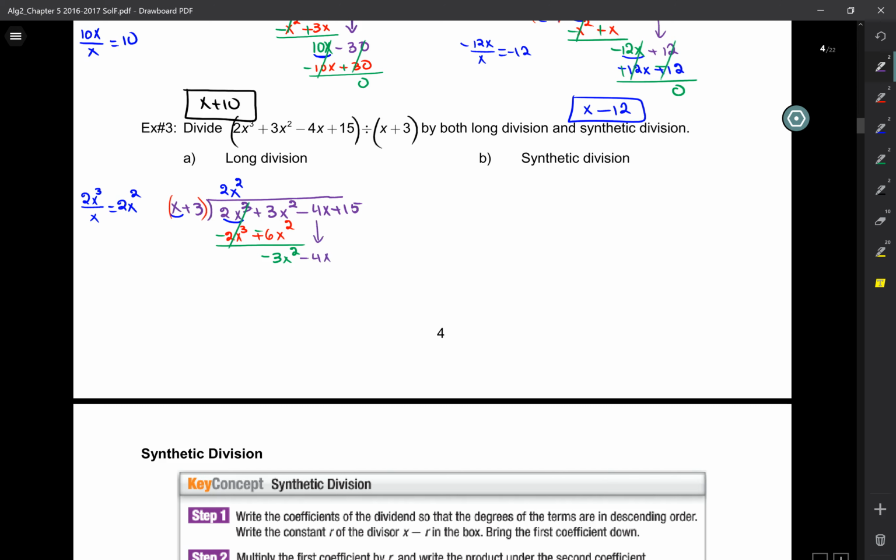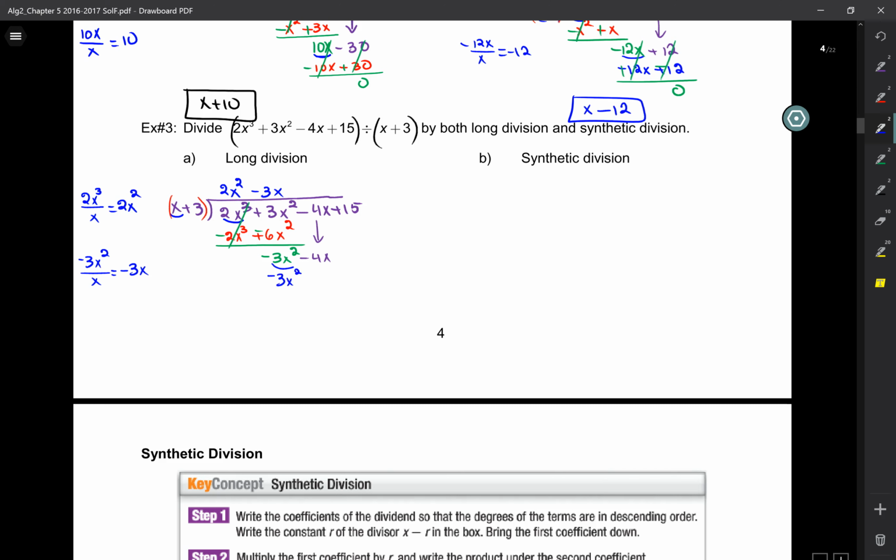Negative 4x. Just one at a time. Don't get too ambitious. Okay? Now, first term with the first term. Negative 3x squared over x gives me what? Negative 3x. And when I multiply by x plus 3, I get negative 3x squared.